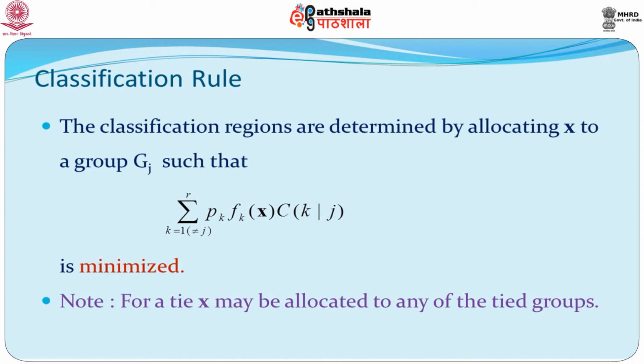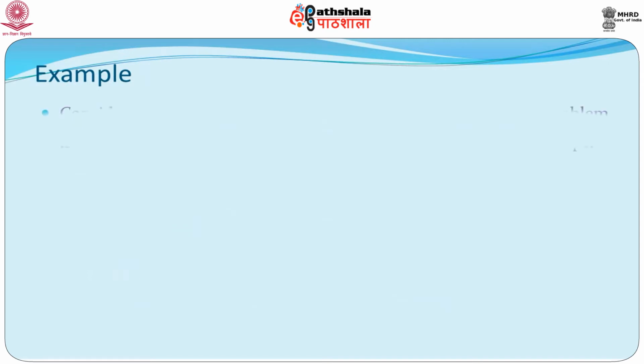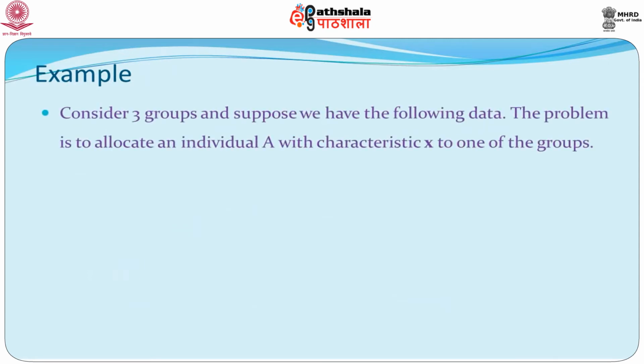So, if there are two groups, say the second and the fourth group, which have the same minimum value, then you can allocate x to either one of these two groups. Let us look at an example. Now, consider three groups and we will be looking at the following data, and the problem is to allocate an individual A who has a characteristic x to one of the groups.